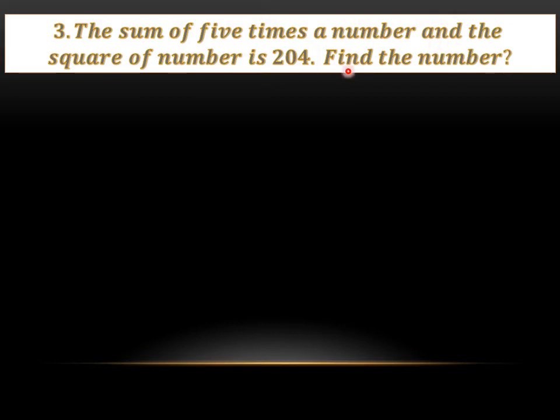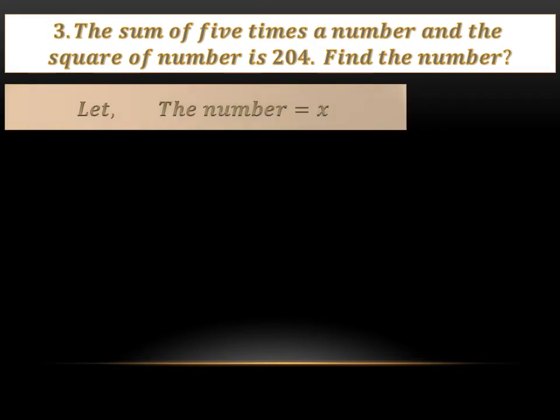What are we going to find out? Find the number. We are going to find out one number, so we will suppose that number as x. First of all, I'll change the statements into mathematical form. The first part is 5 times a number. 5 will be written as it is. Times always means multiplication. The word times represents multiplication, so we will put the sign of multiplication.